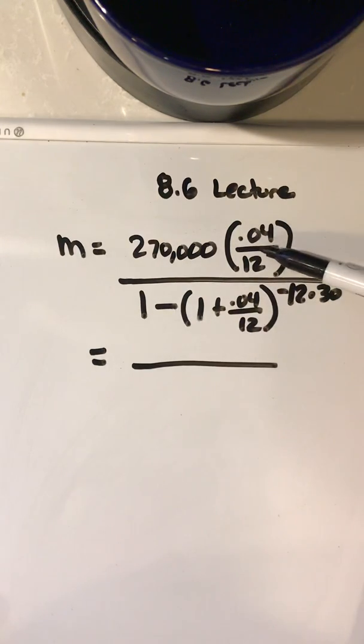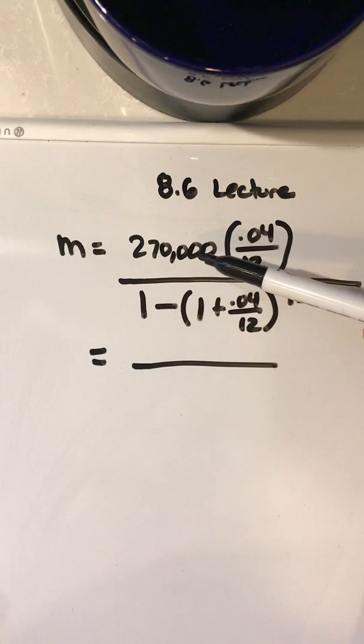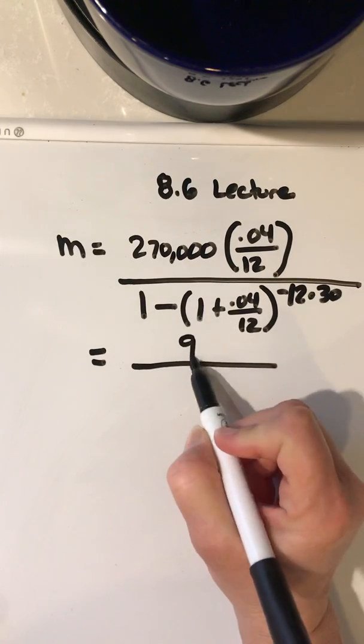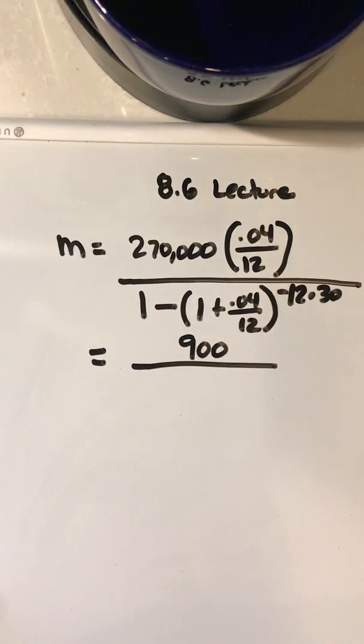So in your calculators, you do 0.04 divided by 12 equals, and times that by 270,000. Okay, now when you do that, you'll end up with 900. So this one came out even. There's no decimals. Now the next one's a bit trickier.